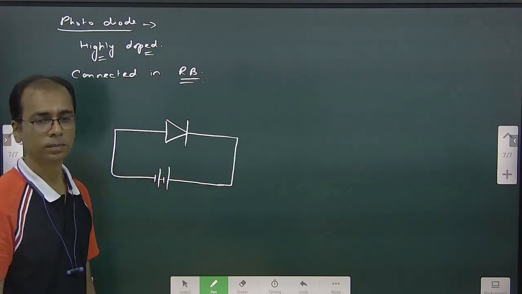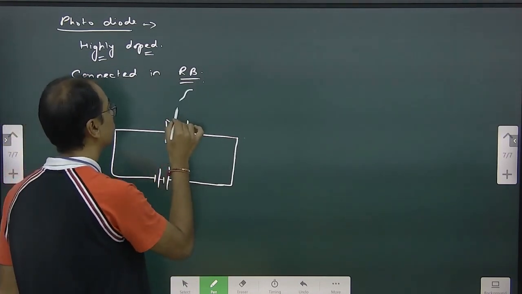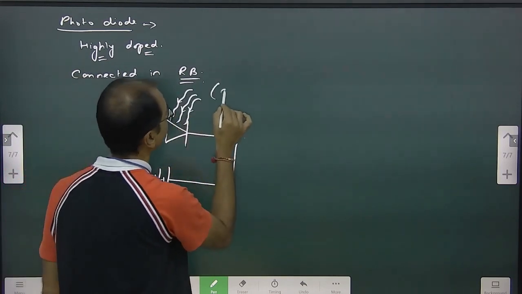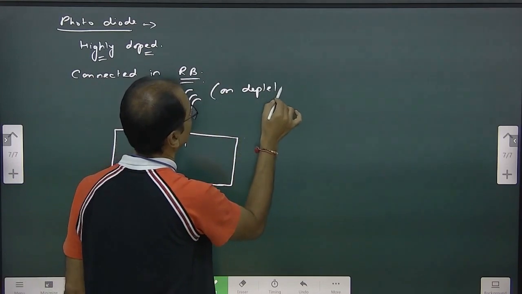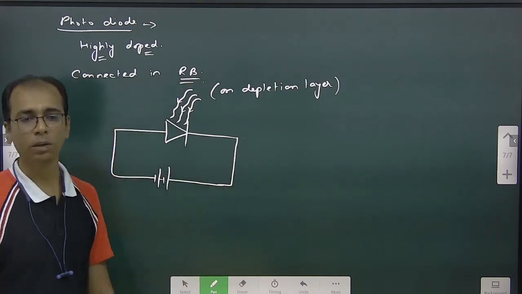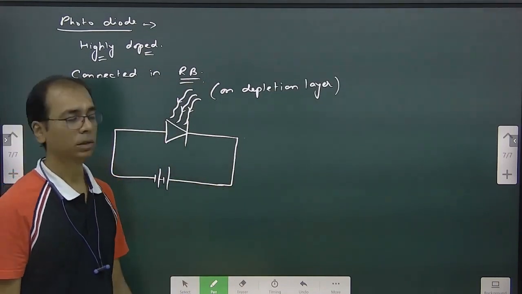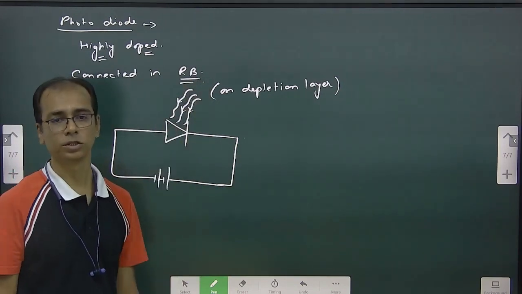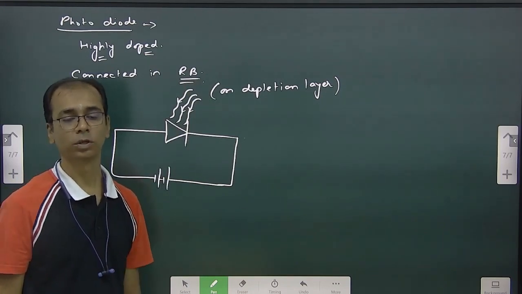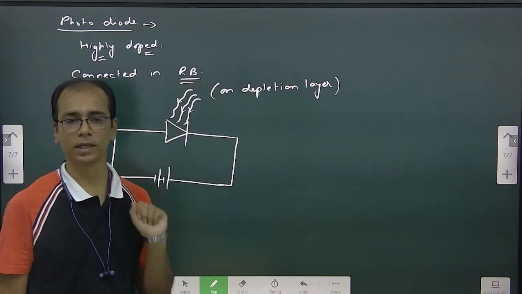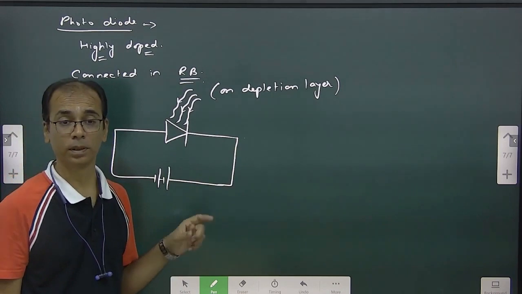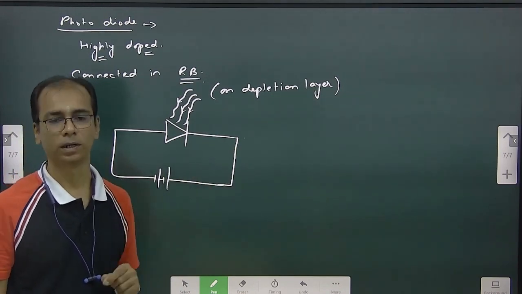So what do you want in this one? In this one, we want light to fall on the depletion layer. When you have higher doping, the depletion layer also will be thicker. So these photons are falling on the depletion layer. What is going to happen then? Covalent bonds are going to break. That means electrons will go towards the N side and holes will go towards the P side. And because of that, we will get the current. A small current we will be getting.